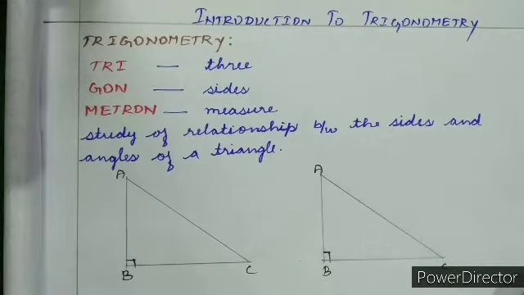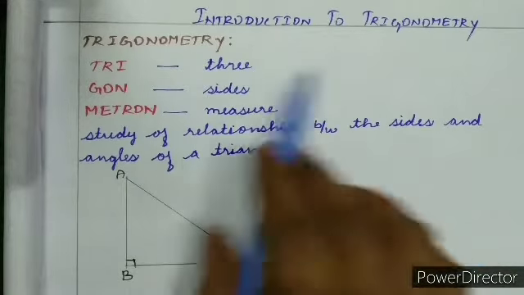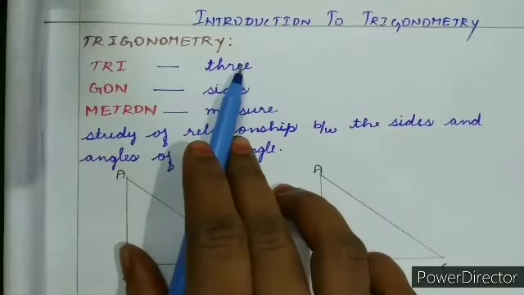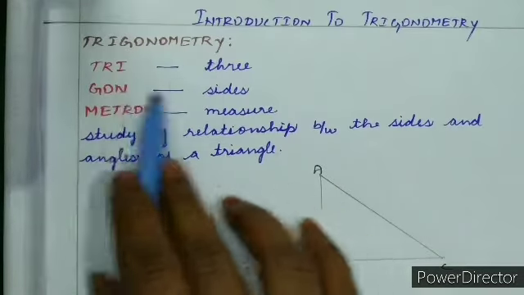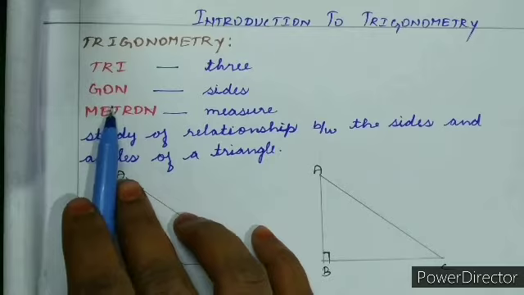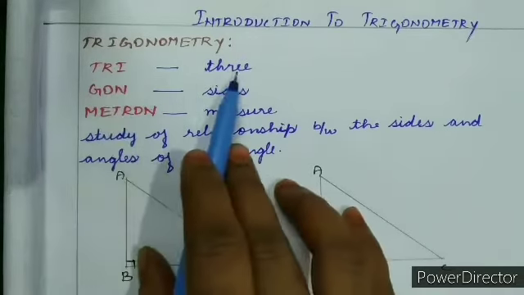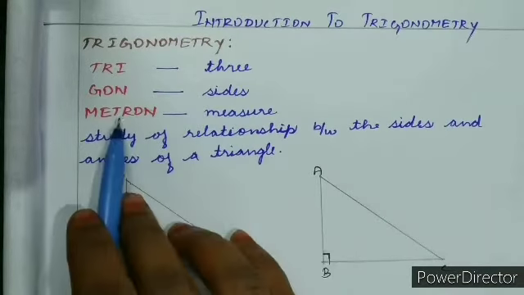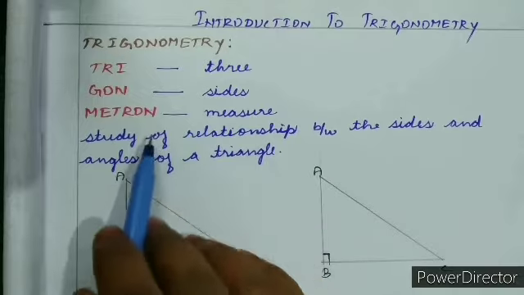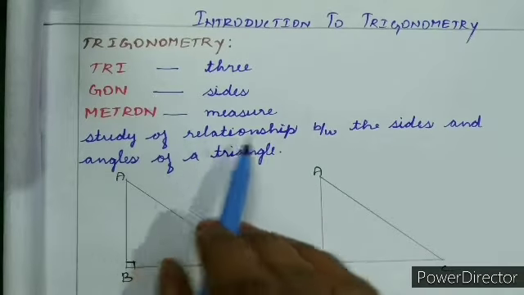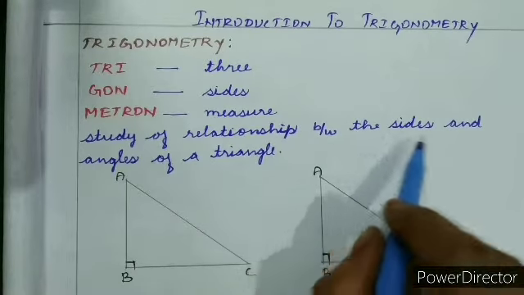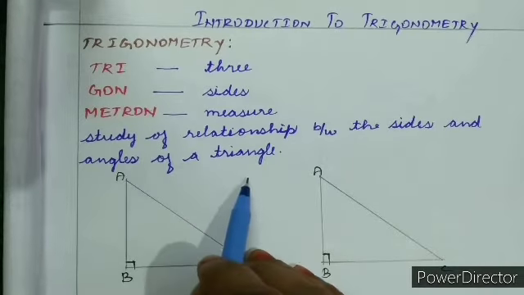Hi friends, today we are going to learn Introduction to Trigonometry. Trigonometry is composed of three words: tri, gon, metron. Tri means three, gon means sides, and metron means measure. It is a Greek word. So trigonometry is the study of the relationship between the sides and angles of a triangle.